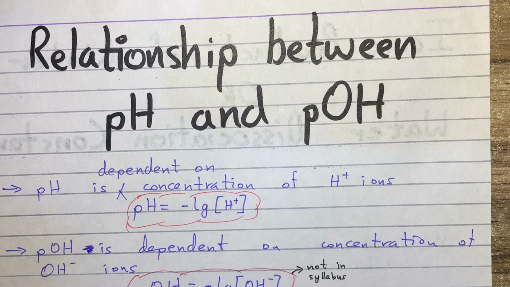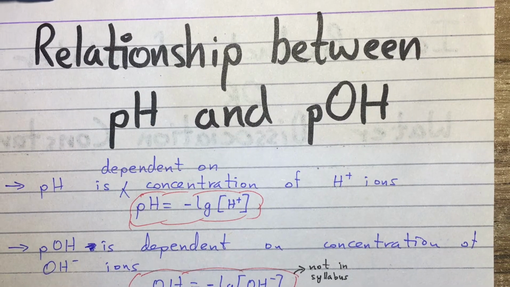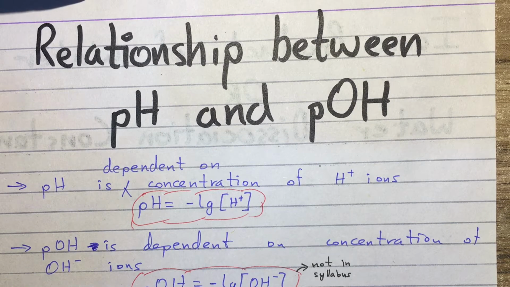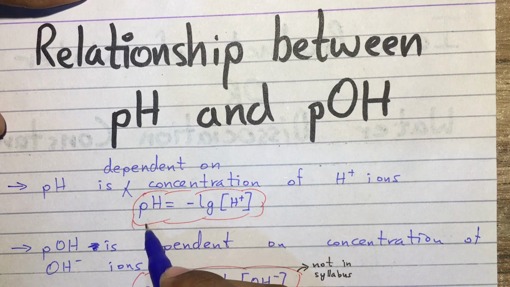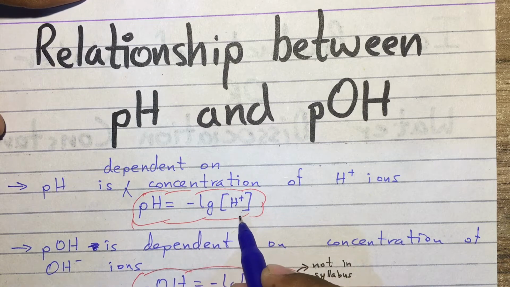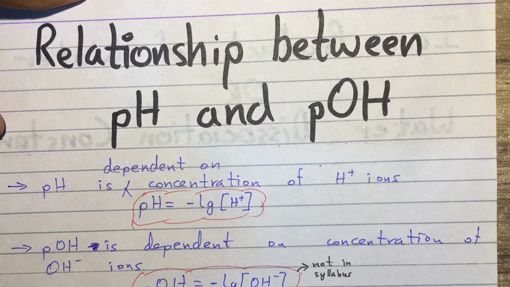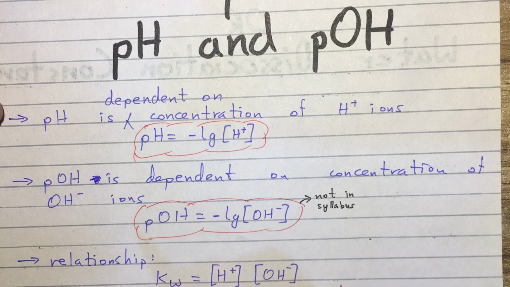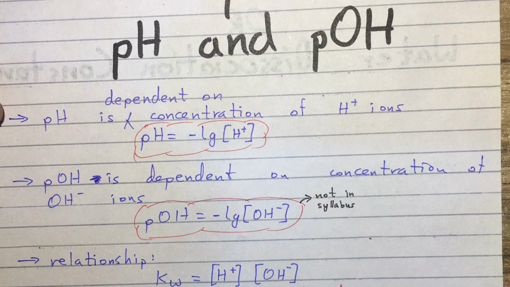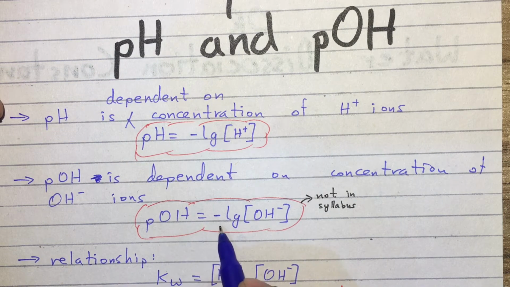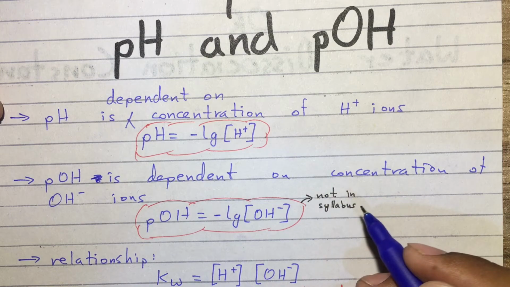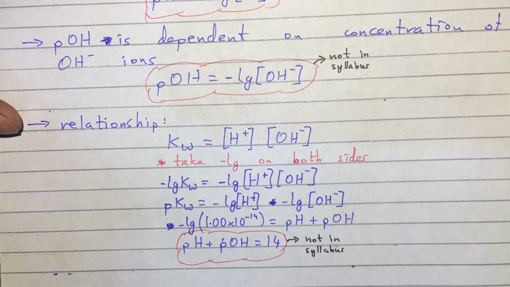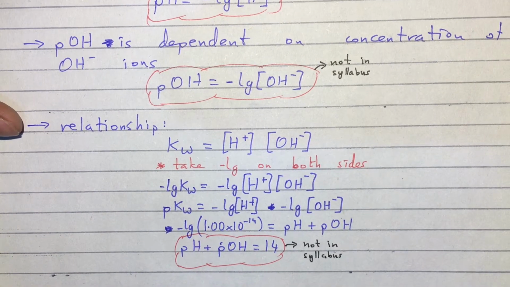Next is the relationship between pH and pOH. pH, as we all know, is basically a measure of the concentration of hydrogen ions in a solution. To find the value of pH, the equation is pH equals negative log base 10 of the concentration of hydrogen ions, where P represents negative log base 10. pOH represents the concentration of OH negative ions. For this, the equation is pOH equals negative log of the concentration of hydroxide ions. However, this is not in syllabus because most teachers teach it just to clear some concepts, so that's why I've mentioned it. This relationship again is not in syllabus, but it helps in understanding.